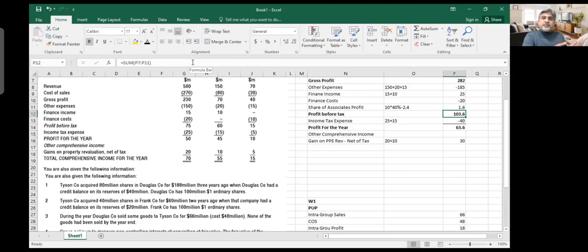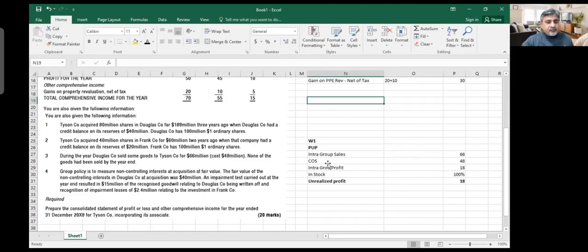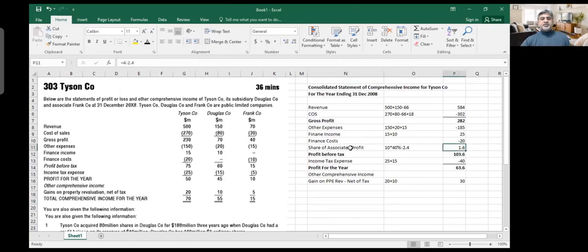But then I see my share prices. I purchased the shares in Frank for, say, 60 million. But the market value of these shares now is not 60 million. It is probably something like 57.6 million. So I made a loss of 2.4. So 2.4 is my loss, and 4 million is my share of profit. So I will record a net amount of 1.6 million. This is, I'll say, share of associate profit, 1.6 million.